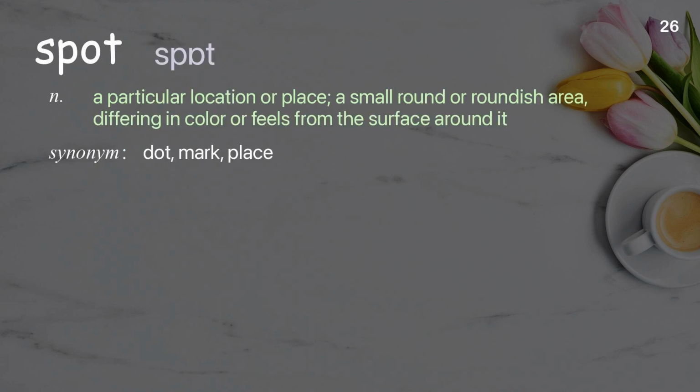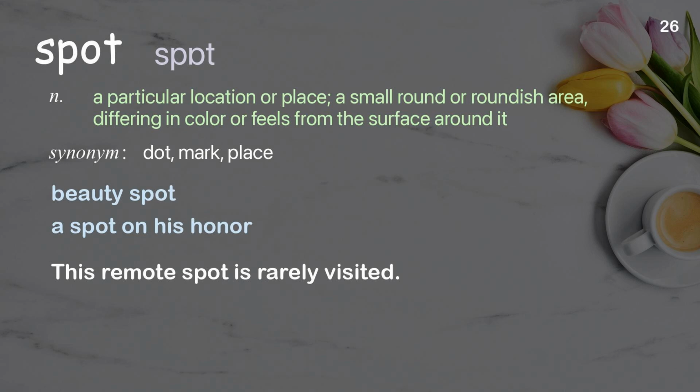Spot. A particular location or place, a small round or roundish area, differing in color or feel from the surface around it. Examples: Beauty spot. A spot on his honor. This remote spot is rarely visited.